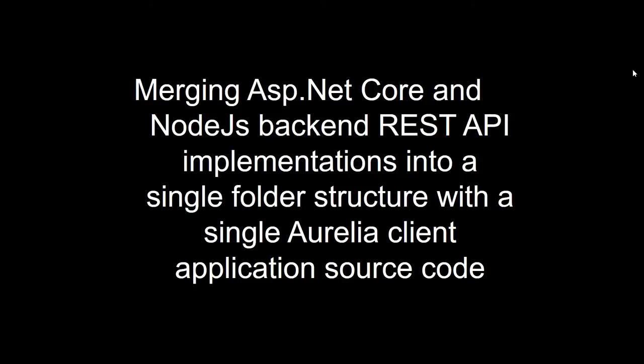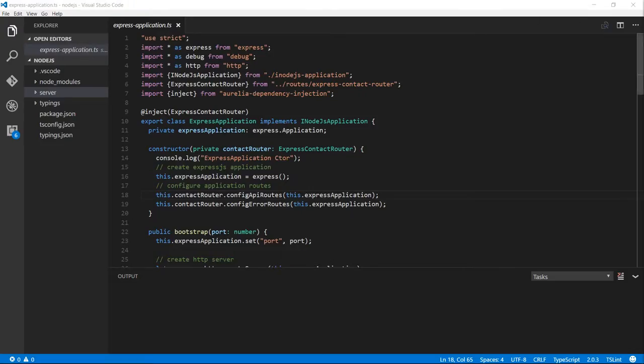Okay, then let's dive right into the actual implementation now. The first thing we want to do is to enable CORS in our Express application followed by the Hapi application. Why do I need to enable CORS?